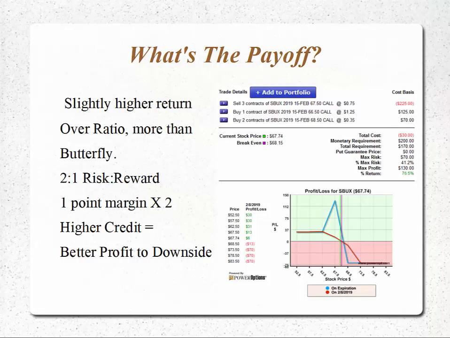Now the higher net credit does mean better profit to the downside. If Starbucks again falls below our 66.50 strike, all calls expire worthless. We make 30 cents here instead of the 20 cents or the 10 cents that we saw on the butterfly. That's the payoff. But there's a high risk to the upside because of the margin requirement of the bear call of doing twice as many contracts.